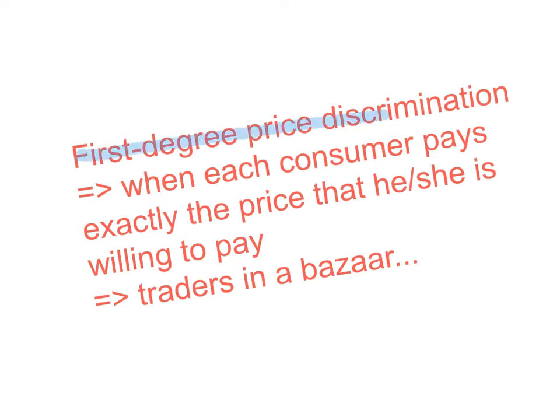First degree price discrimination. This happens when each consumer pays exactly the price that he or she is willing to pay. So say, for example, you're a tourist and you're visiting a bazaar in Turkey or some country where you negotiate with the trader. Traders in a bazaar practice first degree price discrimination. Each tourist will pay a different price based on how well their bargaining or negotiating power is. This is first degree price discrimination.